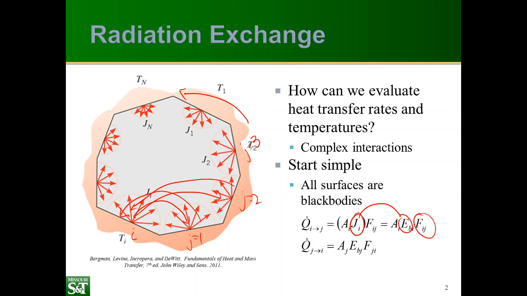And we'll get Q dot I to J for J equals 1 to 7 and Q dot J to I for J equals 1 to 7. And then we can get the net heat rate by summing over J, Q dot I to J, and Q dot J to I. This should be subtraction.